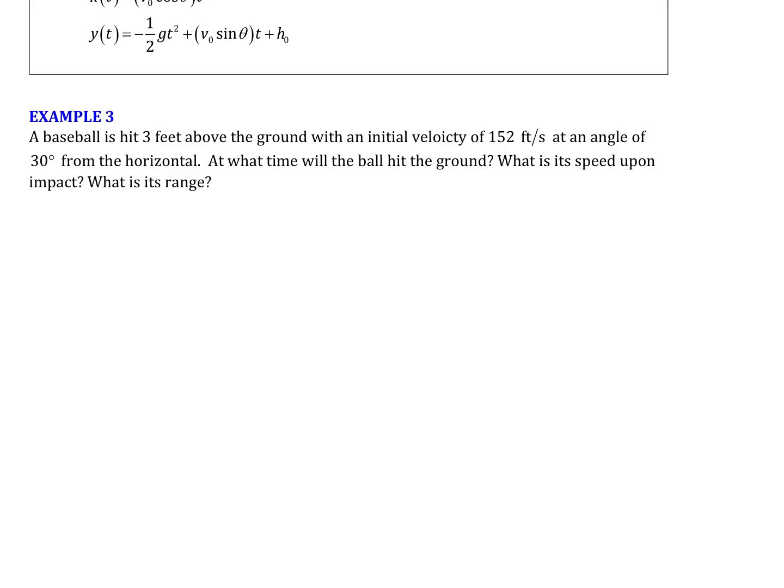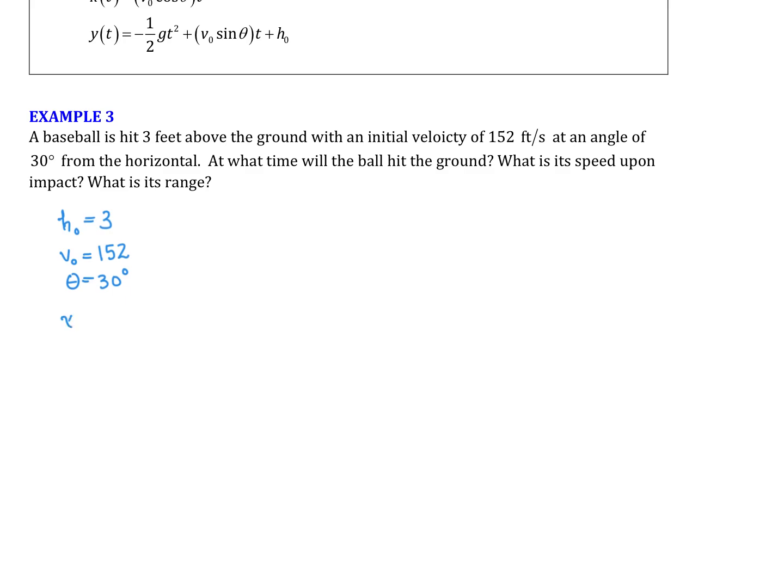A baseball is hit 3 feet above the ground. So that's our initial height. So h naught is 3. An initial velocity of 152 feet per second at an angle of 30 degrees. So the 152 feet per second, that is the speed of our projectile. And the angle is 30 degrees from the horizontal.